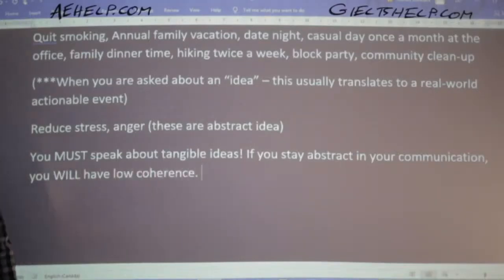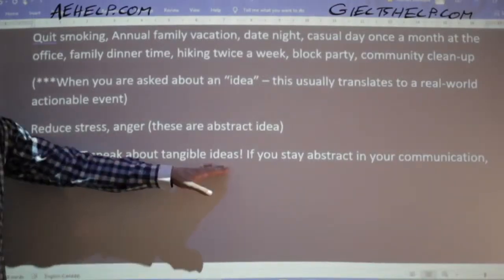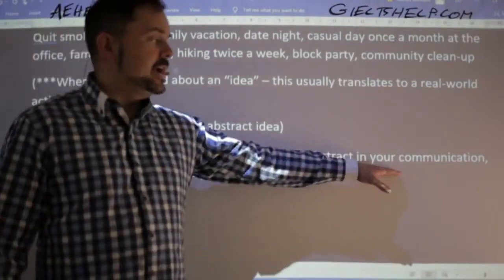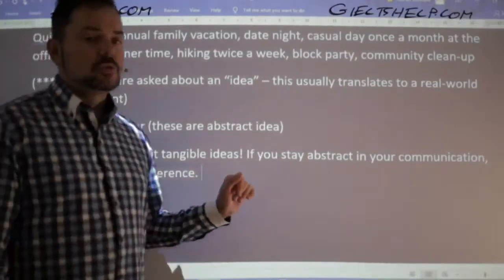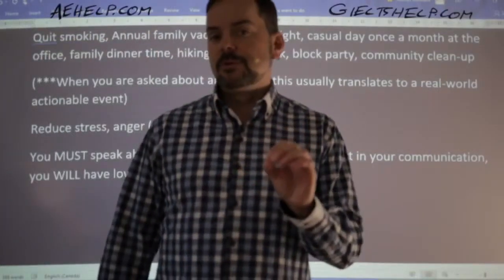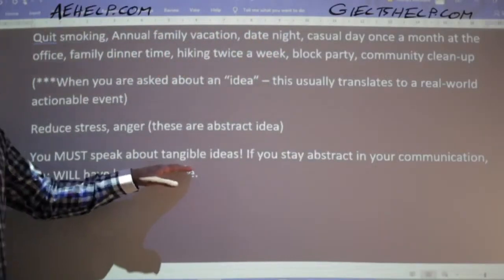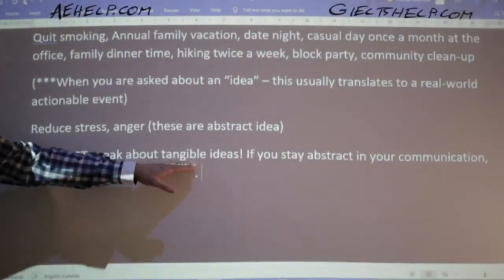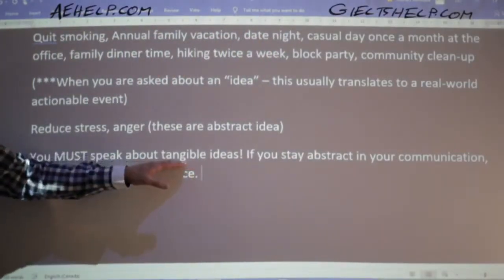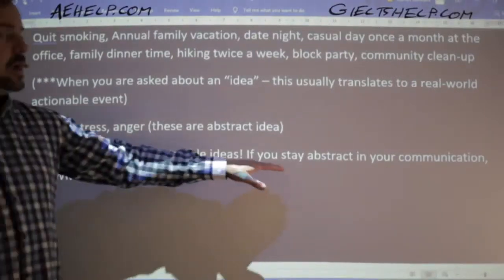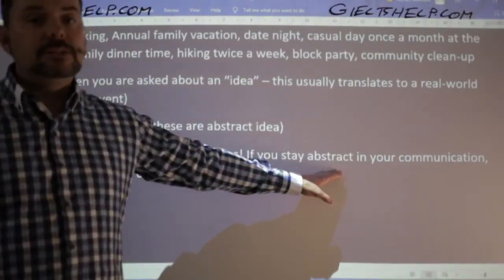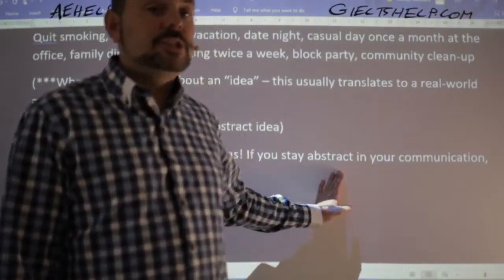Okay, this is a very important point in your speaking interview. Okay, you must speak about tangible ideas. If you stay abstract in your communication, you will have low coherence and your speaking score will go down. Is that clear, everyone, what that means? The word tangible means that it's visible, it's real world, it's something that we can picture, it's something that we can sympathize or empathize with. Abstract ideas are ideas that we cannot touch, we cannot really feel or see, okay?